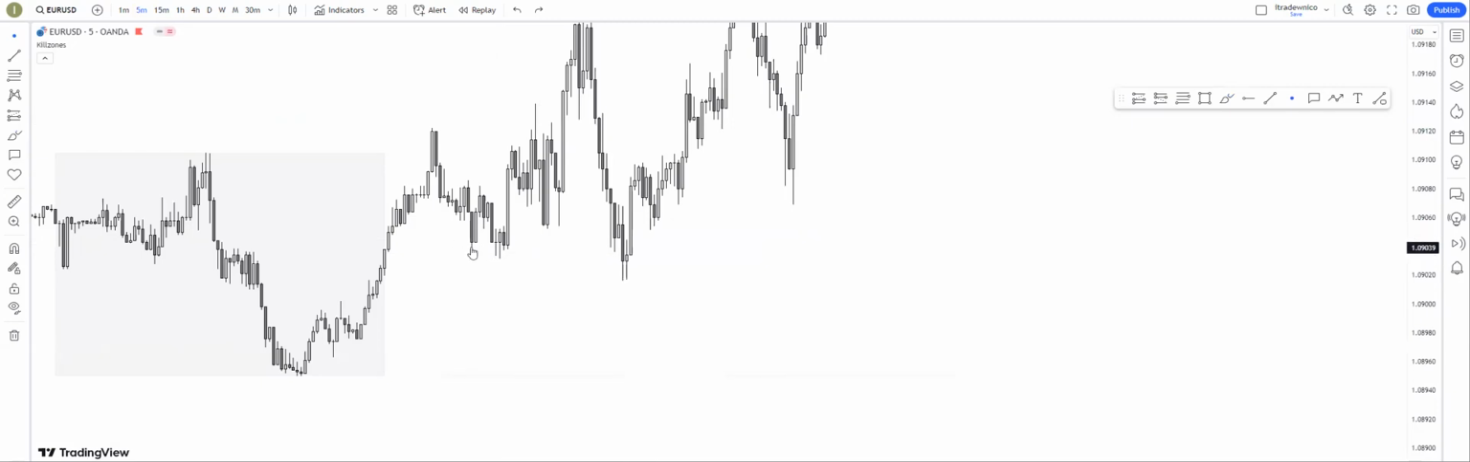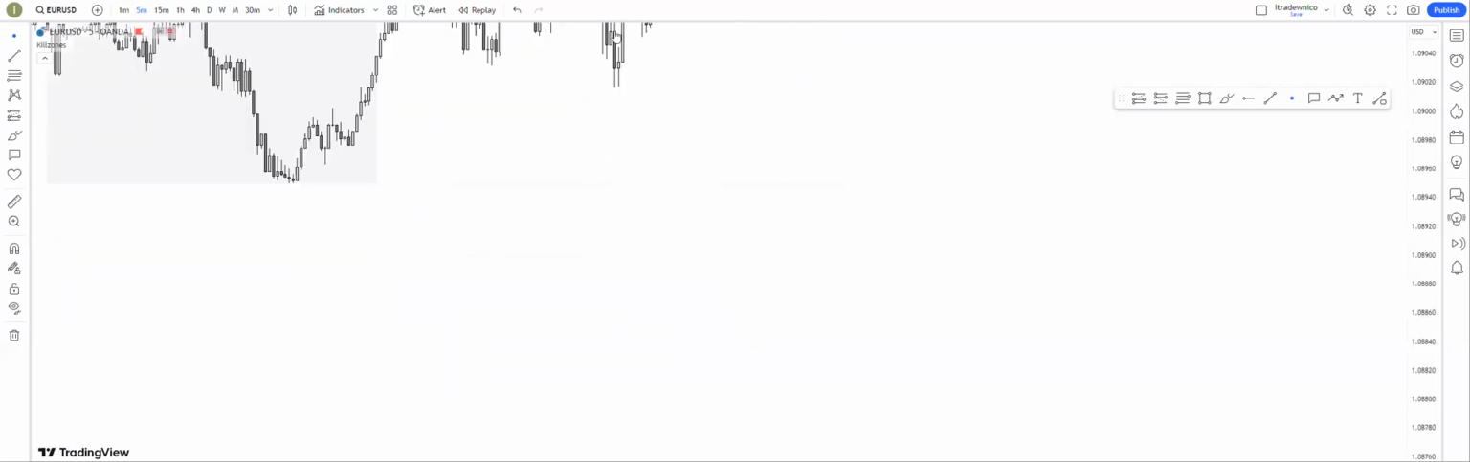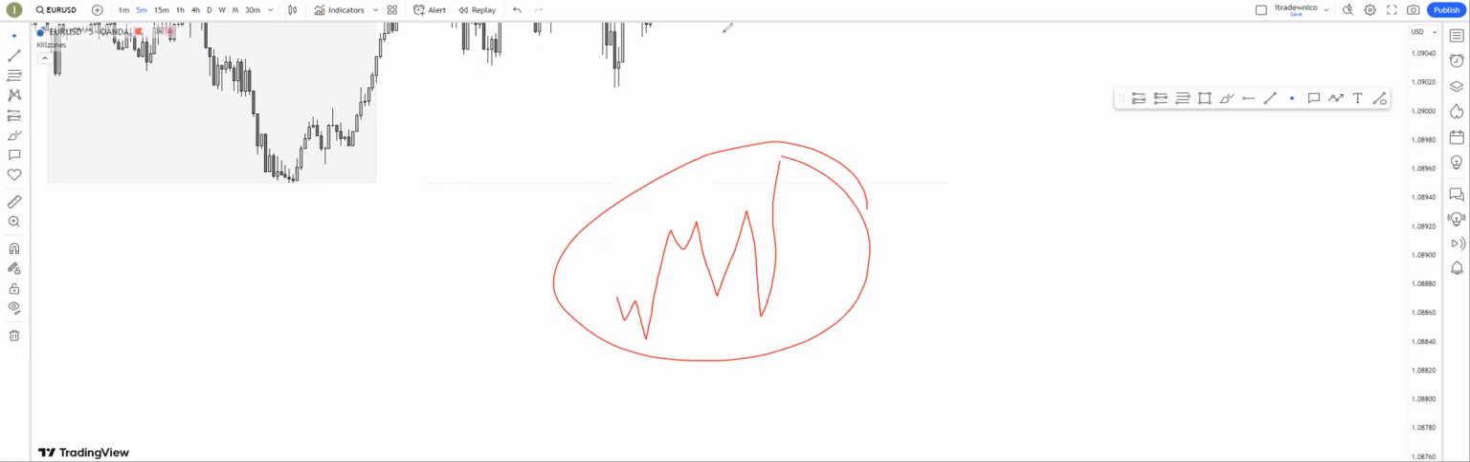Now you might get tricked by seeing this QM, right? Because our way of seeing T1 is this way, right? That's how we see T1. But remember, every time price changes its direction, it prints a QM.